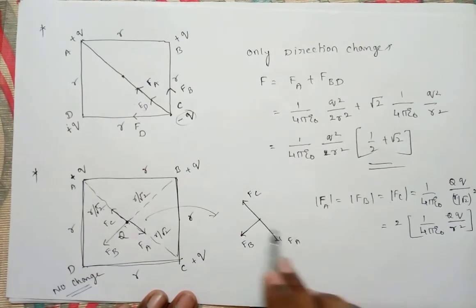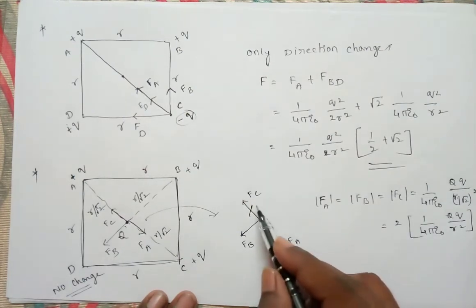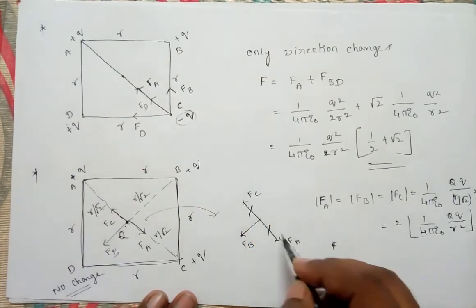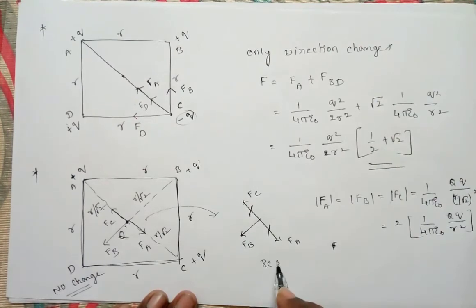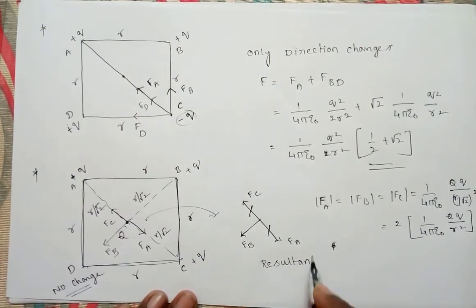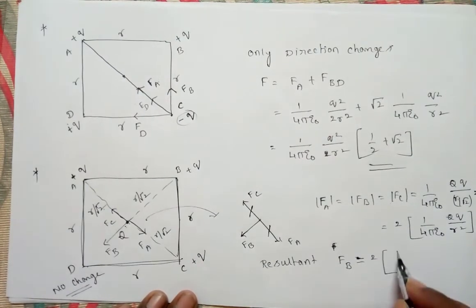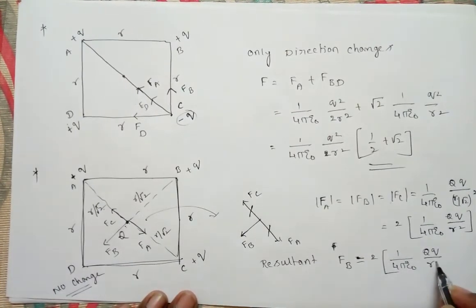Then you observe FA and FC are equal and opposite. So what happens here? They get cancelled. So the resultant of FA and FC, being equal and opposite, is 0. So what will remain here as the resultant force? The resultant will be FB. FB or FC, whatever it may be, is 2 into 1 upon 4 pi epsilon naught capital Q, small q by r square.